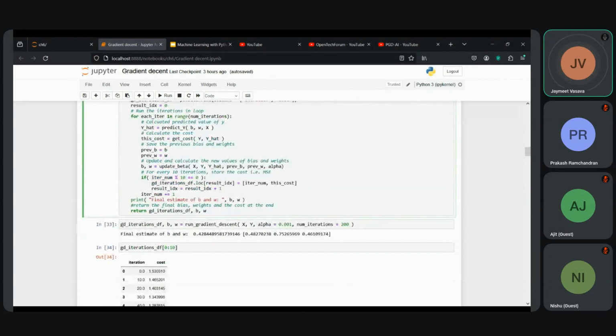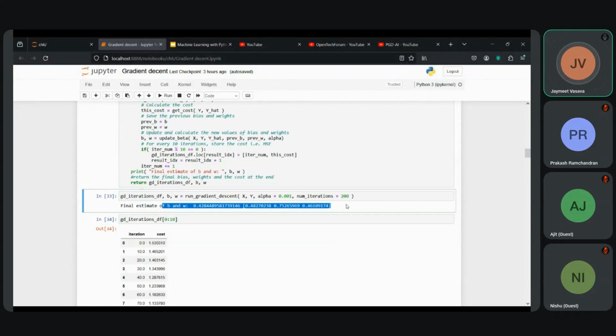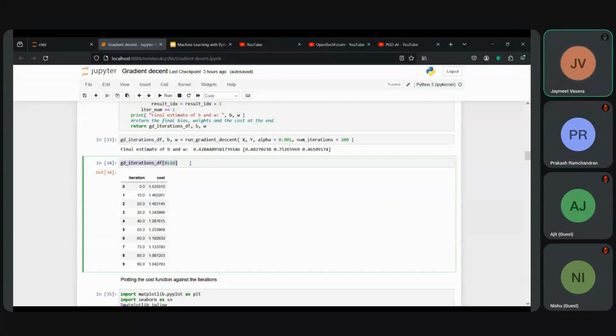And then using the run gradient descent on the GD iteration DF with the alpha value of 0.001 instead of 0.01, and the number of iterations of 200. These were the values of bias and weight that we got for it. If we print the values of the gradient descent iterations after first 10 or 11 to be specific, this is the output that we get.